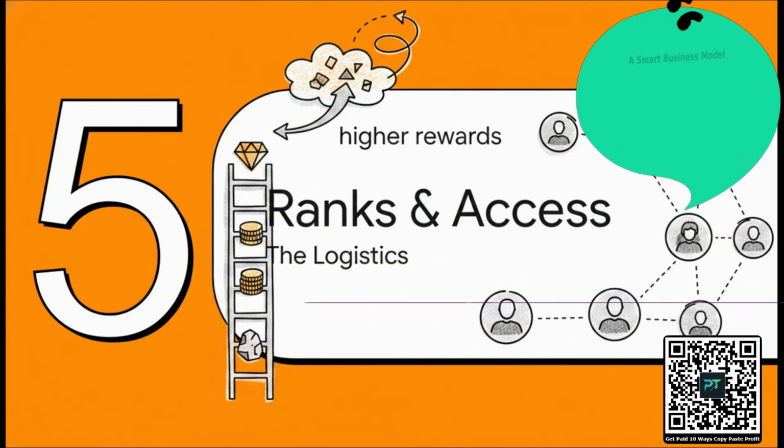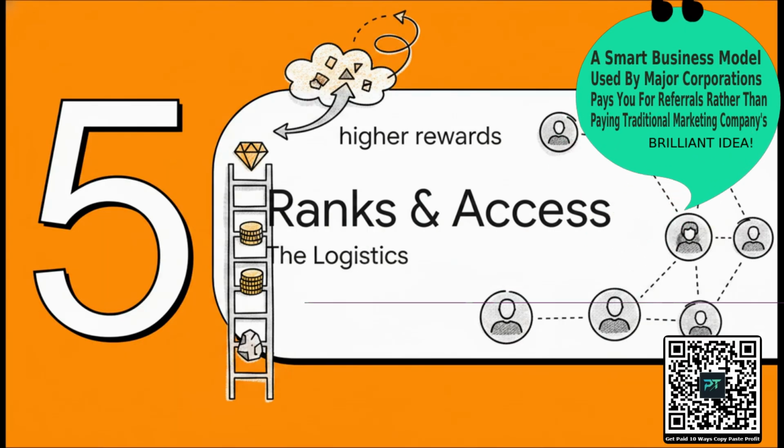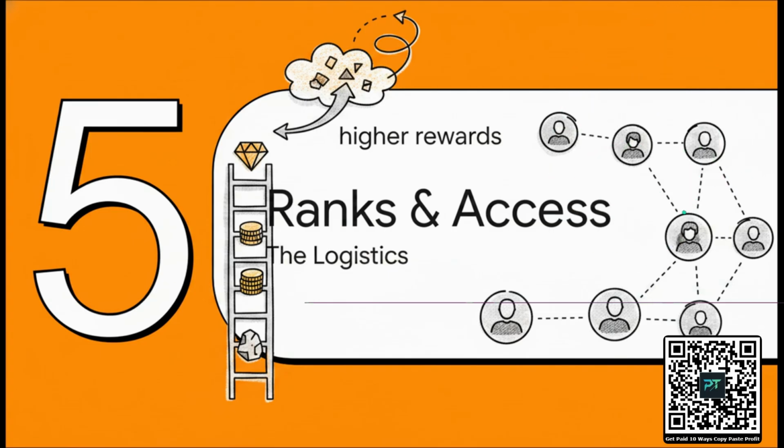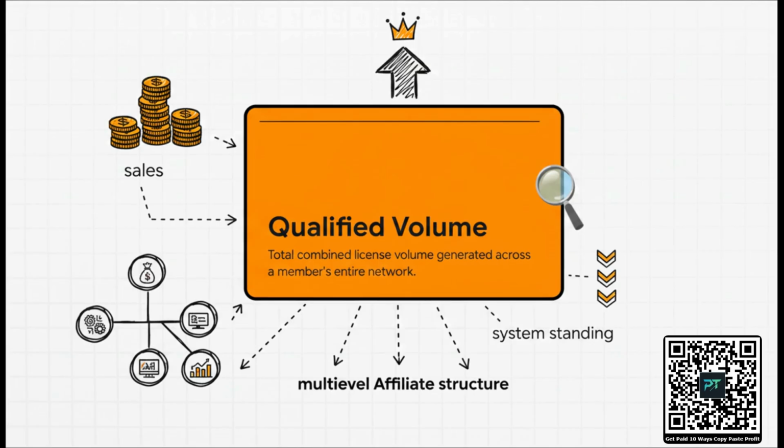All right, our final stretch, Section 5, Ranks, Pools, and Access. Let's look at the logistics. To actually rank up and get those higher rewards, you need a specific amount of what they call qualified volume. And that simply means the total sales your entire team has produced. Every single license purchased anywhere in your downline contributes to this overarching number. It is the absolute primary metric the system uses to figure out your standing within the whole organization.